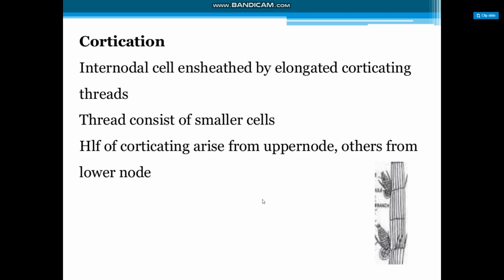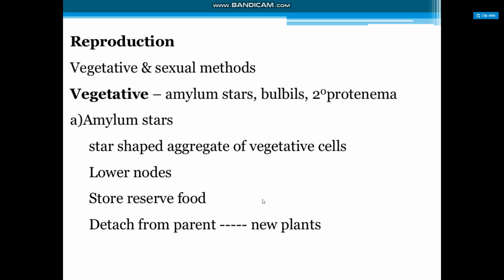Corticaton: the internodal cell is ensheathed by elongated corticating threads, and each thread consists of smaller cells. Half of the corticating threads arise from the upper node, the other half from the lower node. Reproduction: vegetative and sexual methods are found in Chara.